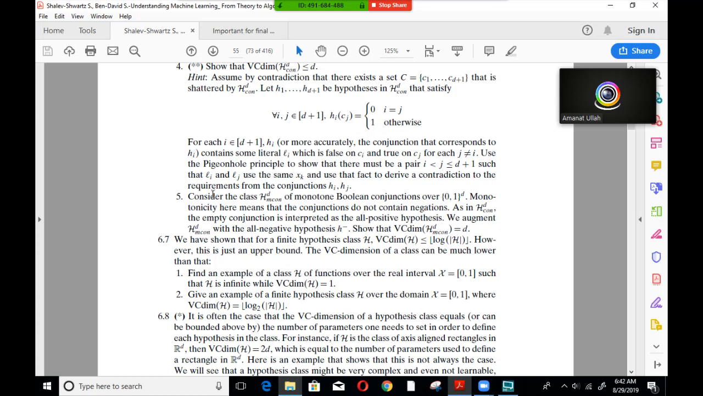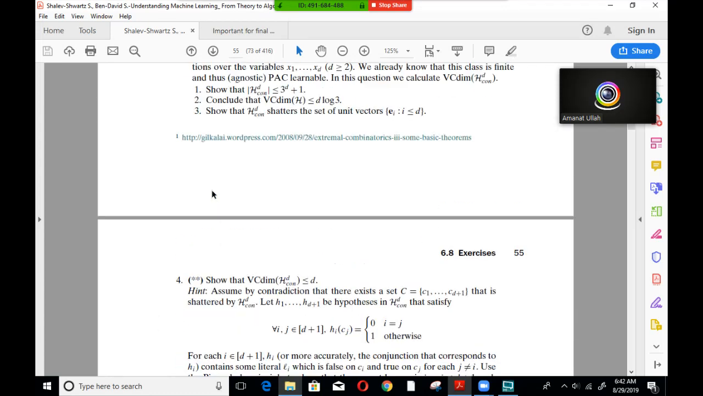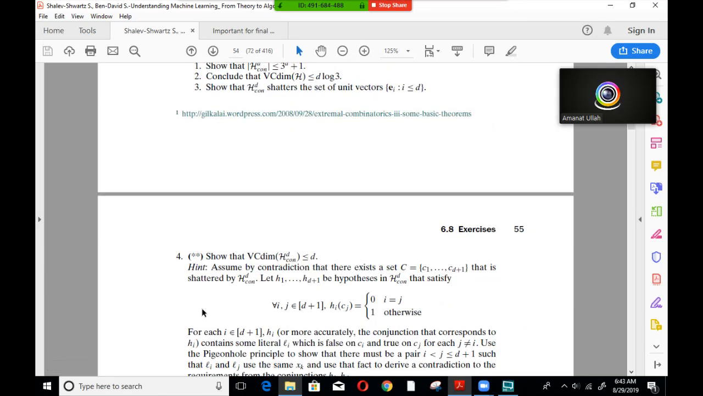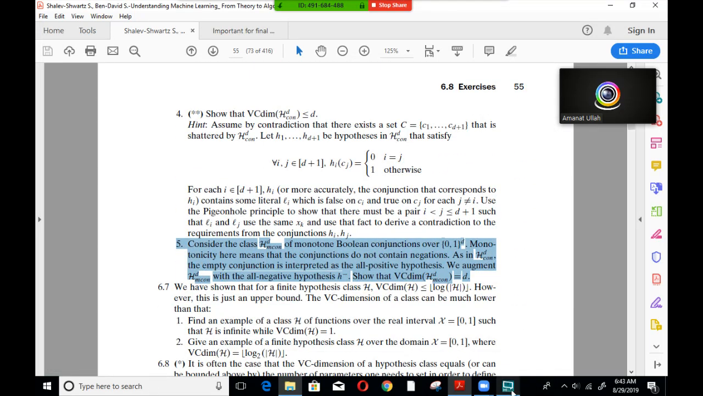Number 5 of exercise 6.6. I'll do number 5 right now. We're recording it. So the question states that H is a hypothesis class of monotone Boolean conjunctions over 0 and 1. Monotonicity means the conjunction does not contain negations.